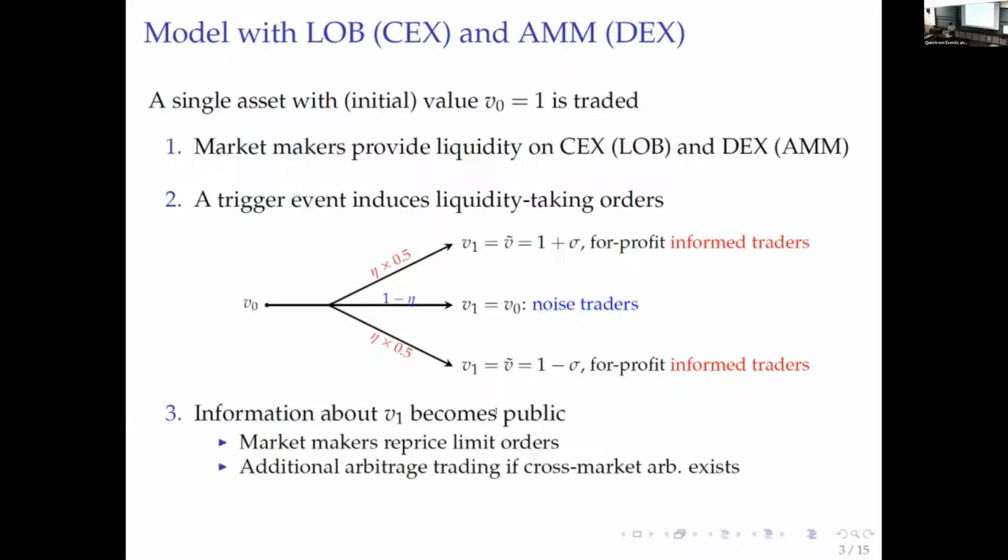And after these liquidity taking orders, information about the asset value becomes public, and the market maker on the CEX leaves the price or limit order. And if there is some cross-market arbitrage, some arbitrage traders can arrive at the market and make transactions in order to make profit. So this is a summary of the model. I mean, this starting point is not that important. We are at this point in order to make the model consistent with the real world. So our focus is going to be informed traders, noise traders, their platform choice, as well as liquidity provision.